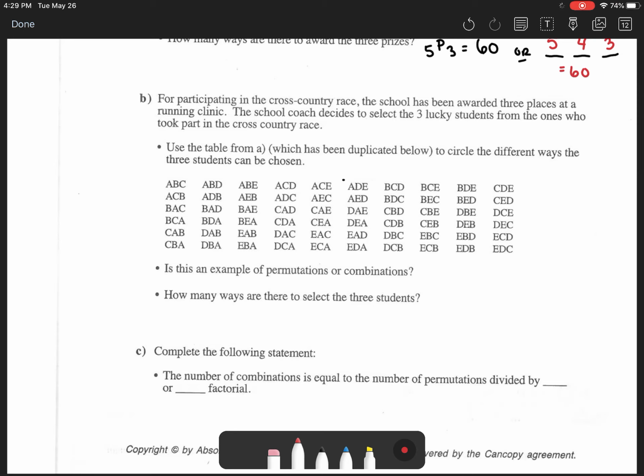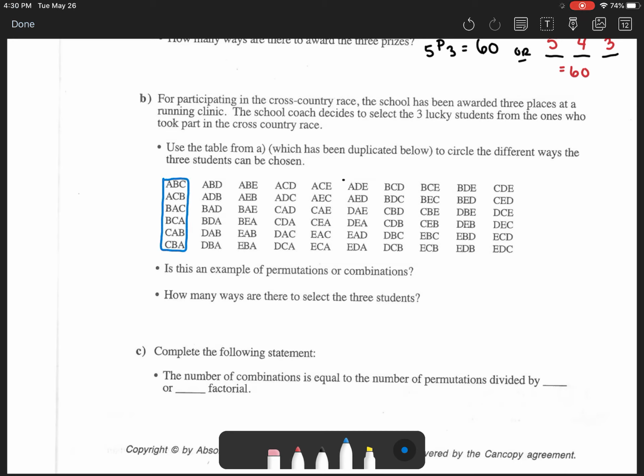Now, for participating in the cross-country race, the school has been awarded 3 places at a running clinic. The school coach decides to select 3 participants, okay, from the ones who took part in the race. Table A, which has been duplicated, circle the different ways the students can be chosen. Now, in this question, order does not matter. You just want to be part of that group that gets to go to the running clinic, or you are going to be left on the outside.